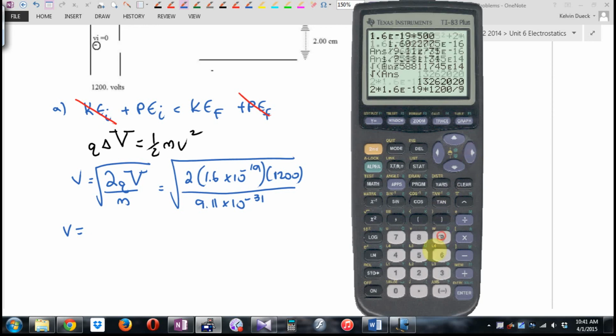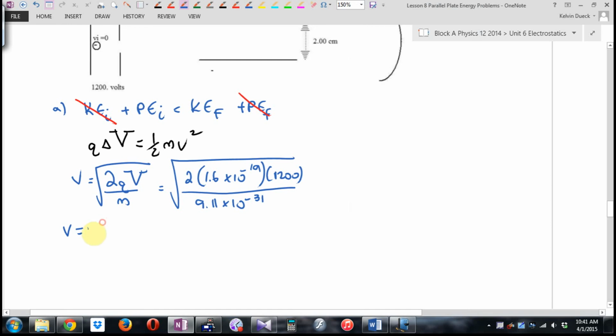Divided by 9.11, square root. Answer. Do you get 2.05? That? 2.05 times 10 to the 1, 2, 3, 4, 5, 6, 7 meters per second.